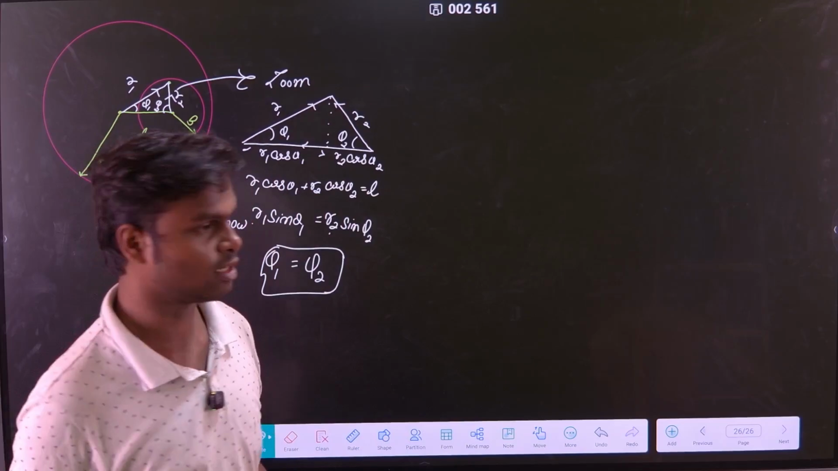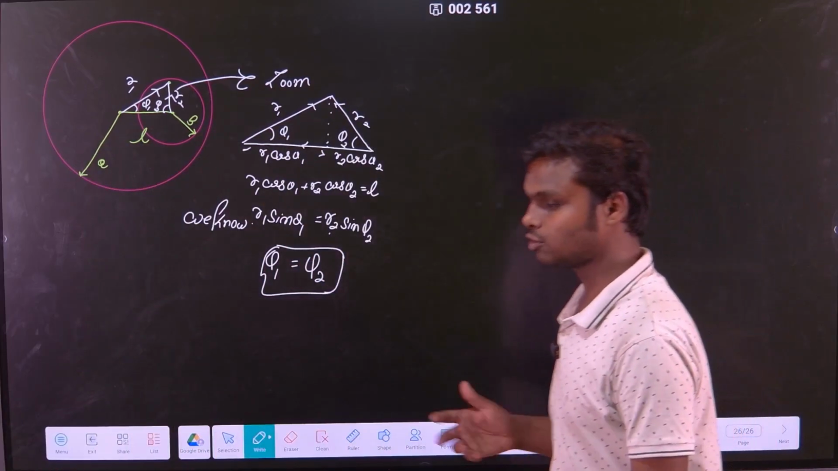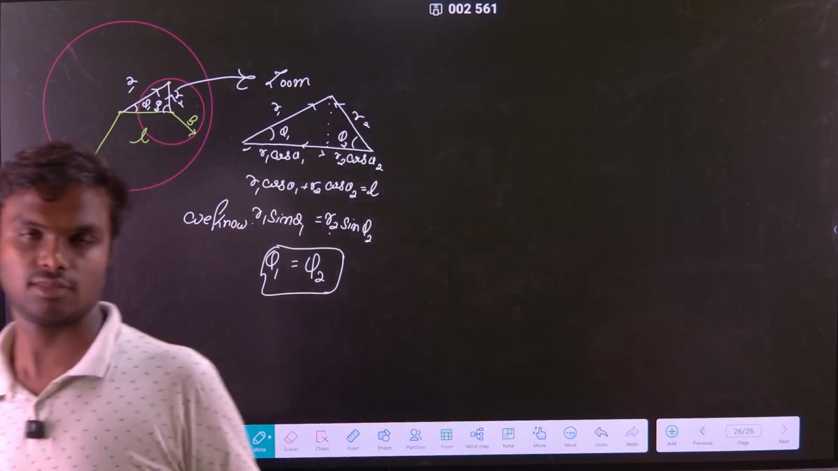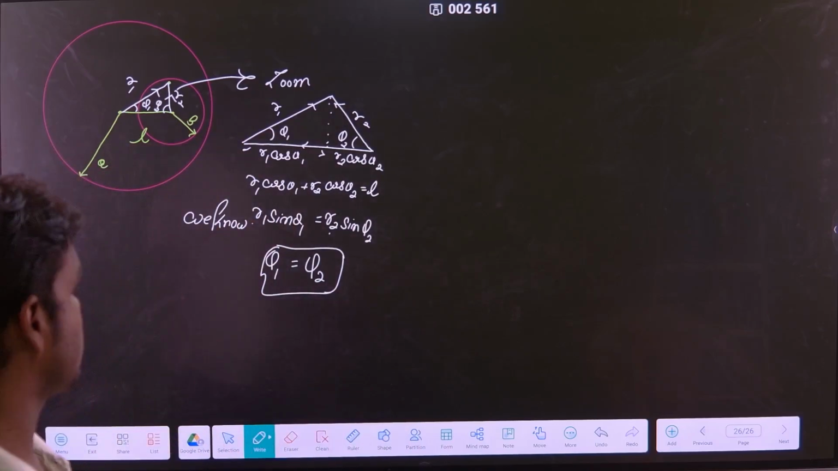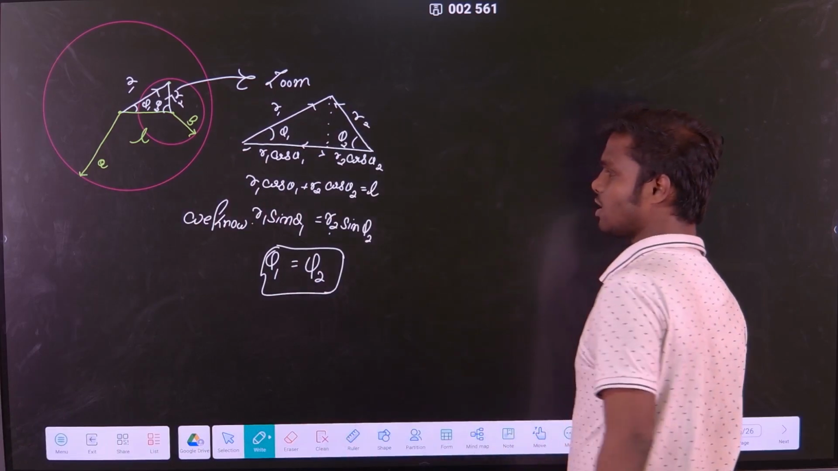Theta 1 is equal to theta 2 because the criterion for similar triangles is that the ratio of their sides and the ratio of their angles follow some rule. By using that rule only, we can say that theta 1 should be equal to theta 2. Okay, sir, we got that much of an idea.